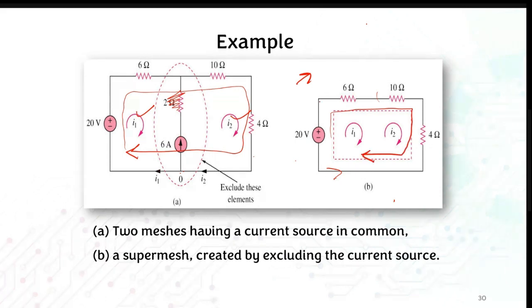So it will start with negative 20, then plus 6I1, plus 10I2, plus 4I2, equal to 0. So you can put these two meshes into one equation, as if the two meshes are combined together. That's how you get the equation using the supermesh. The supermesh makes your analysis easier.